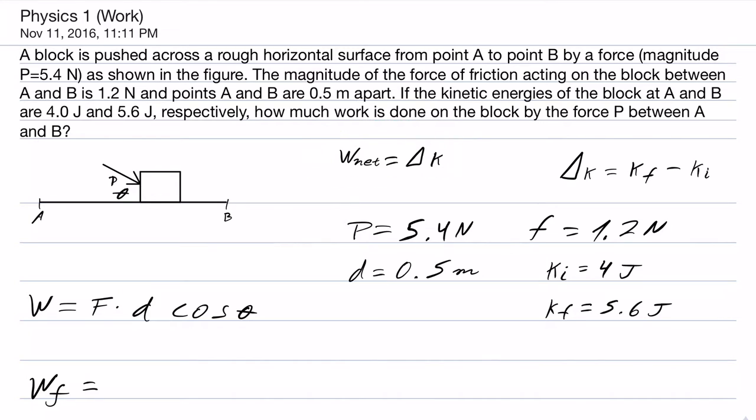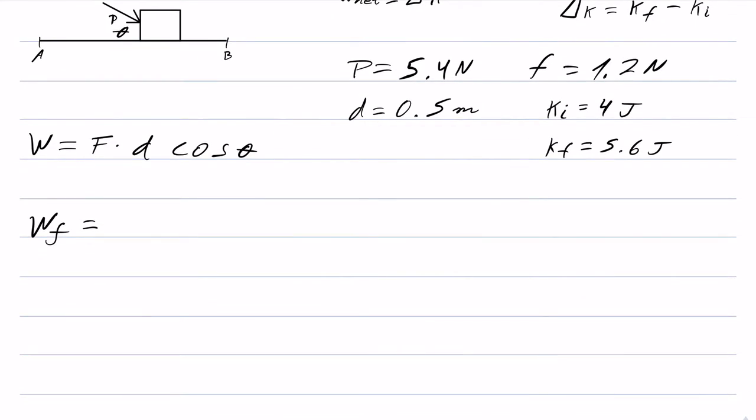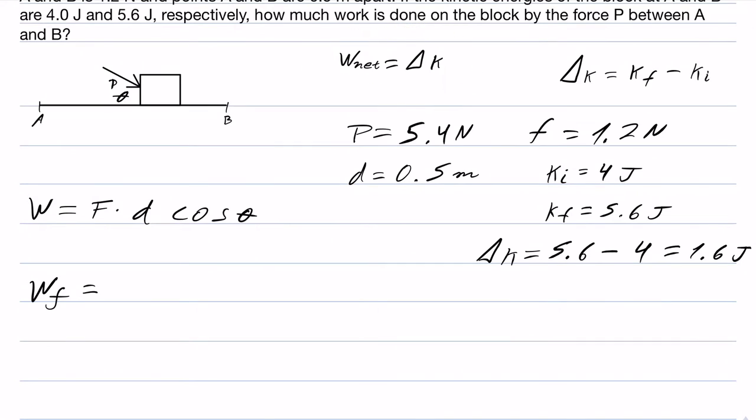This formula right here, you get that by using final kinetic energy minus initial. We got those values here. They tell you that the kinetic energy at the beginning, meaning point A, is equal to 4 joules. Then at point B it is 5.6 joules. Now we plug those values into the formula, and the total change in kinetic energy will be equal to final, which is 5.6, minus initial, which is 4 joules, and that is equal to 1.6 joules. That is the total change in kinetic energy, which is also equal to the net work. But we'll get to that in a minute.